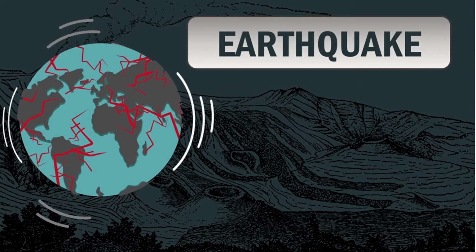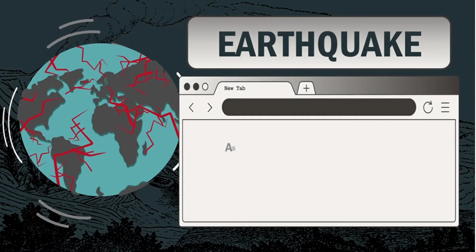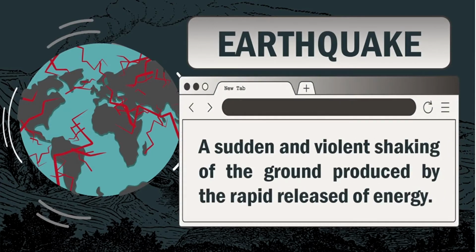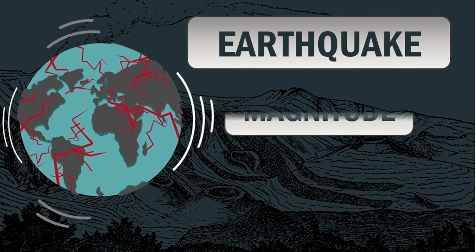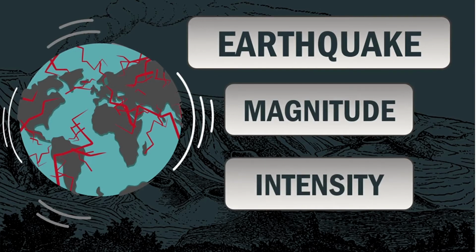Let's define first the earthquake. Earthquake, a sudden and violent shaking of the ground produced by the rapid release of energy. There are two ways on how we can measure the strength of an earthquake: magnitude, and intensity.